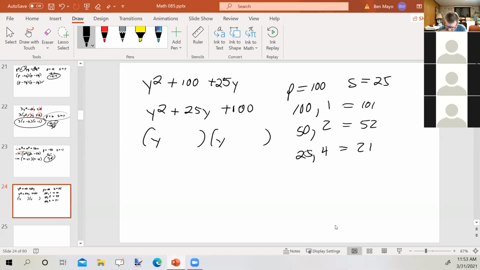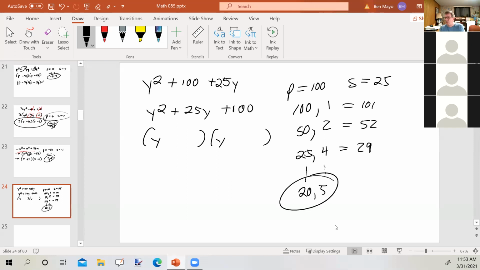Let's see here. Oh, the sum isn't 21. What's the sum? It's 29. That's what was wrong. So I'm getting closer and closer to 25, aren't I? So it seems I need a number smaller than 25 and a number larger than 4, whose product is 100 and whose sum is 25. How about 20 and 5?